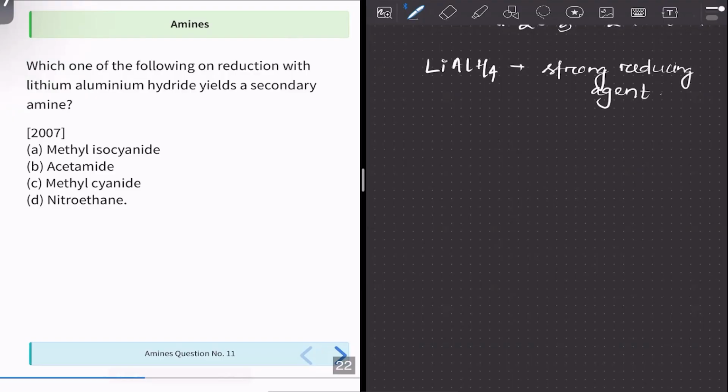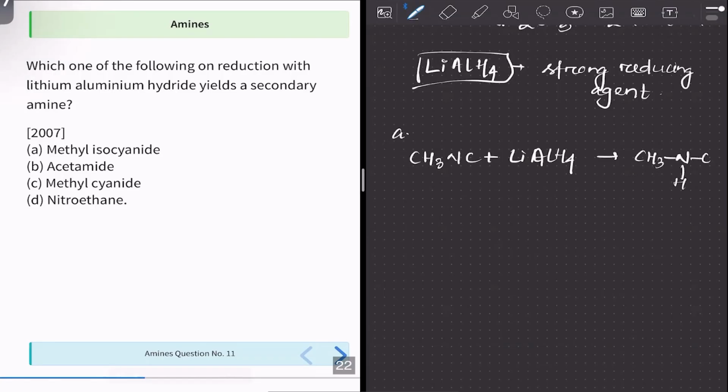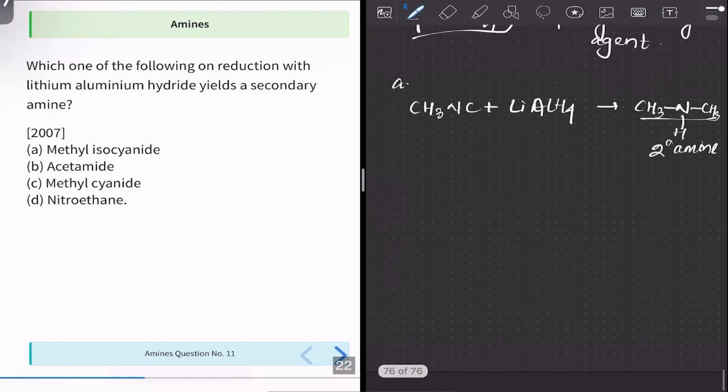So this is a strong reducing agent. So let's react it with methyl isocyanate, CH3NC. It will react with LiAlH4 to produce CH3NHCH3. Okay, so it is a secondary amine. So option A is the correct answer because it is producing secondary amine by reaction with LiAlH4.